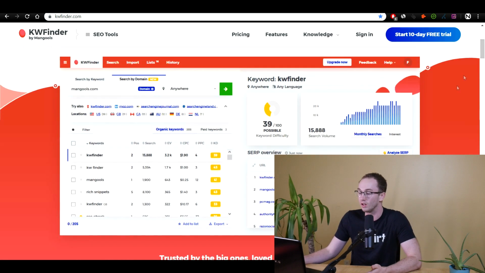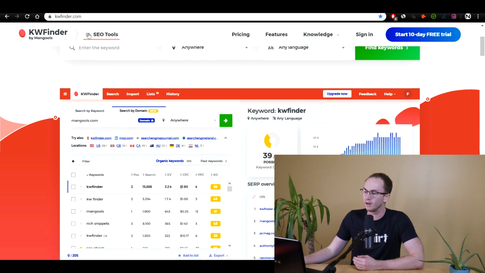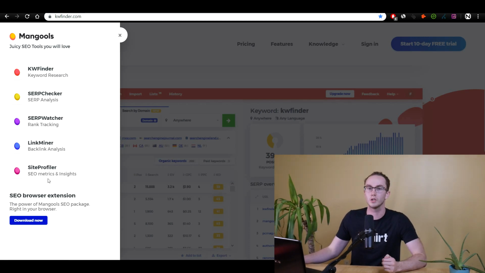But I really love their toolkit, their data, and really the best thing about KWFinder is not necessarily their SERP Watcher, the rank tracking. I haven't really used that too much, but their link miner, the backlink analysis, it's all right. And their site profiler, SEO metrics, it's all right.